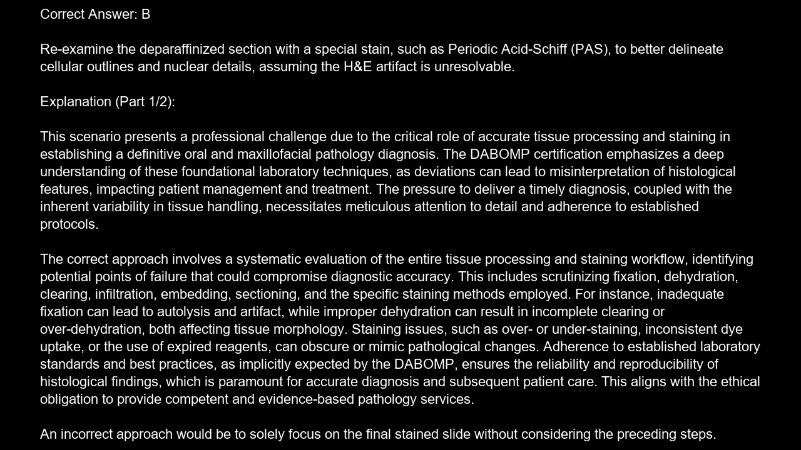Adherence to established laboratory standards and best practices, as implicitly expected by the DABOMP, ensures the reliability and reproducibility of histological findings, which is paramount for accurate diagnosis and subsequent patient care. This aligns with the ethical obligation to provide competent and evidence-based pathology services.